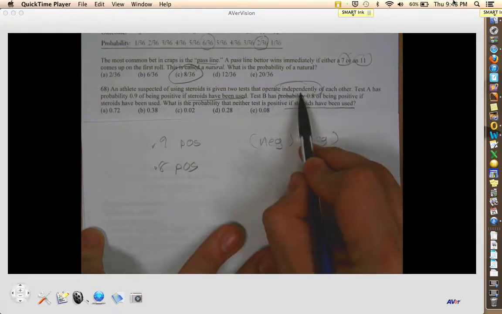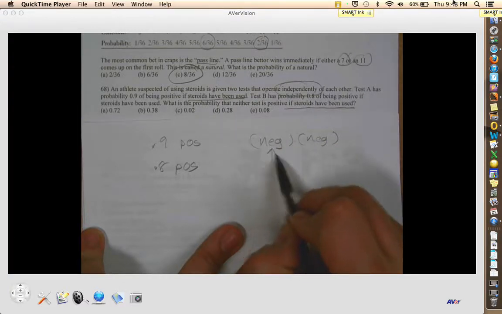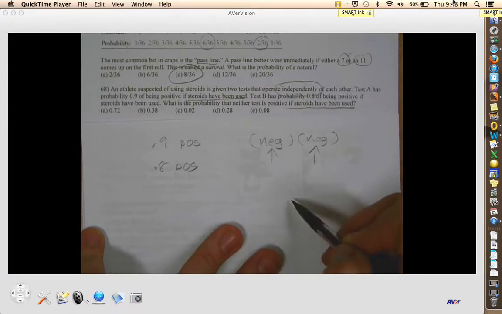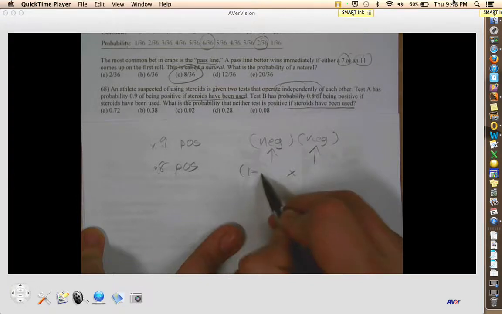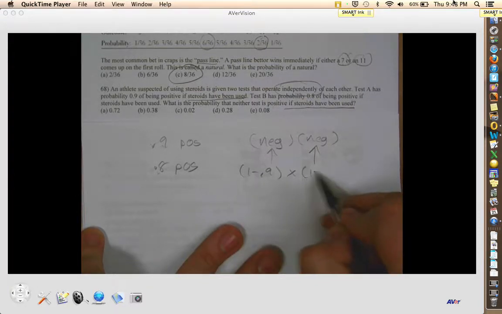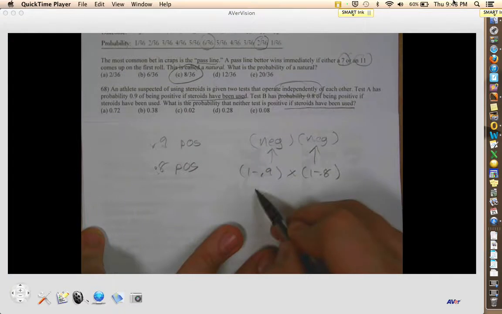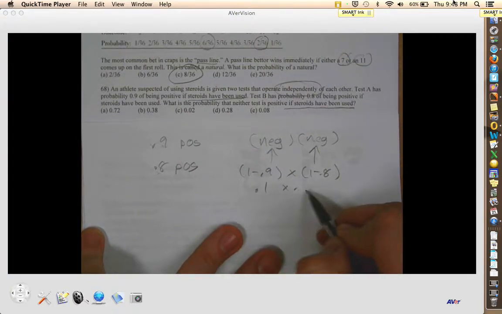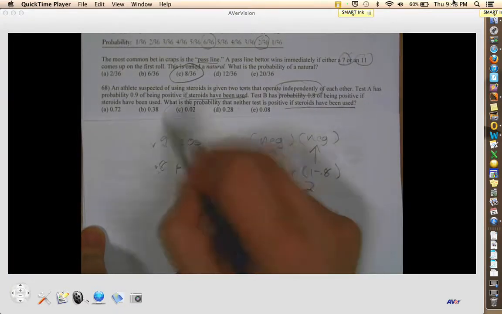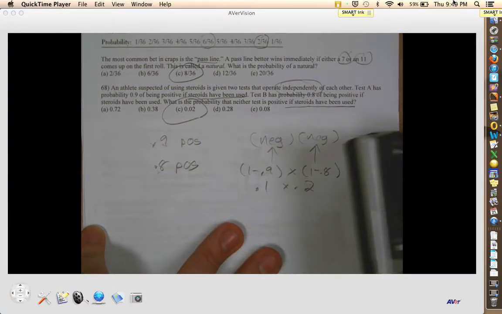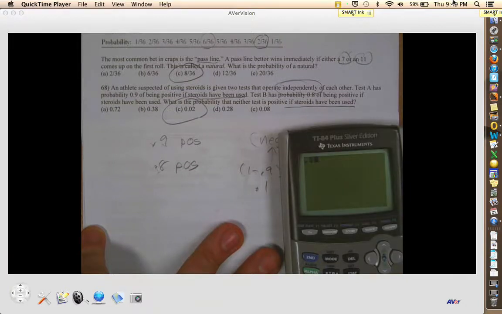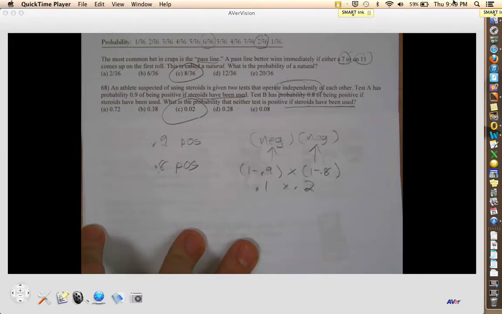Since they are independent, we can just multiply the probability that the first one is negative times the probability that the second one is negative. We only have the probabilities that they test positive, though. Whatever will we do? We'll use complements. So 0.1 times 0.2 gives me 0.02, in case you doubt me. And you know, it's getting late. I've done a lot of podcasts and grading today. I'll just check my mental math. Thank goodness, 0.02.